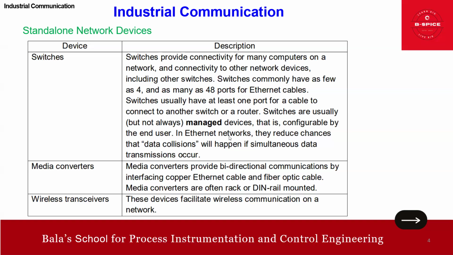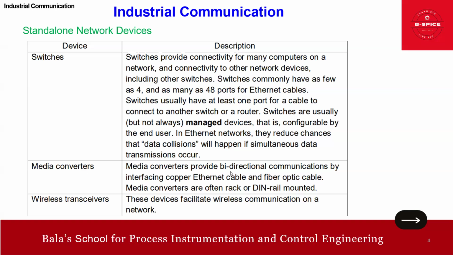So in Ethernet networks, switches reduce the chances that data collision will happen if simultaneous data transmission occurs. So in Ethernet networks, these switches actually reduce the chances of data collision. That is why we are using this.